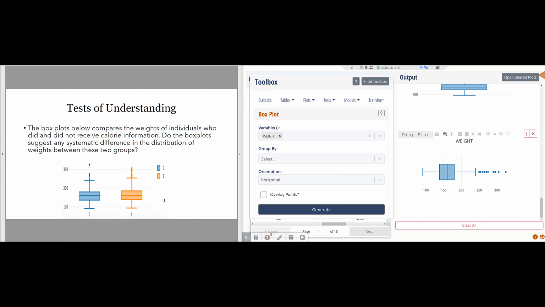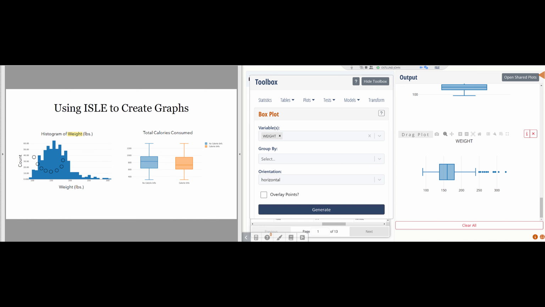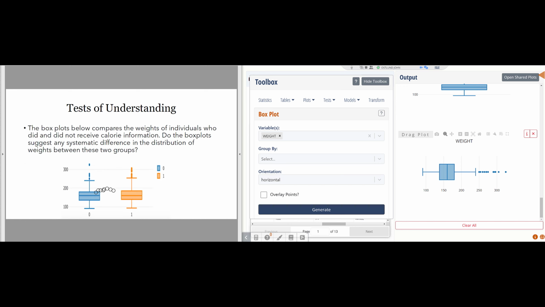So here we have the box plots. All right, so let me just be clear here. Here is the histogram of the weights, and here are the box plots for the calories consumed. So maybe that's a little misleading. Here are the box plots for the weights of the people in the two groups. Those who did not receive calorie information and those who did receive calorie information.